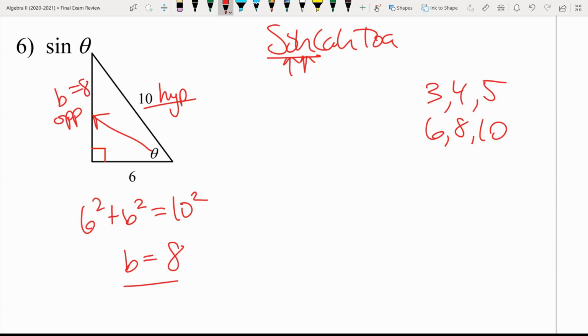So if b equals 8, sine is pretty easy then. Sine of theta, opposite, which we just found is 8, over hypotenuse, which is 10. That makes 4/5 for our final answer there.